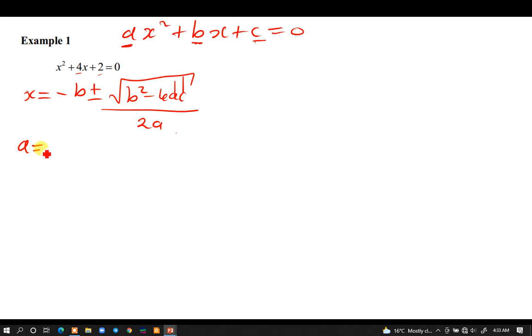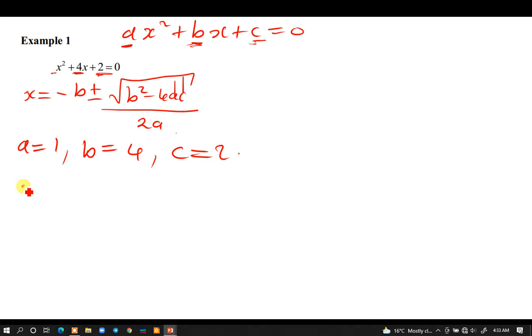So the value of a in this case, when you compare the first part there, is simply 1. The value of b is simply 4. b is equal to 4. And then the value of c is simply 2 there. Oh, sorry, I've written c twice. Okay, so the value of c is simply 2.